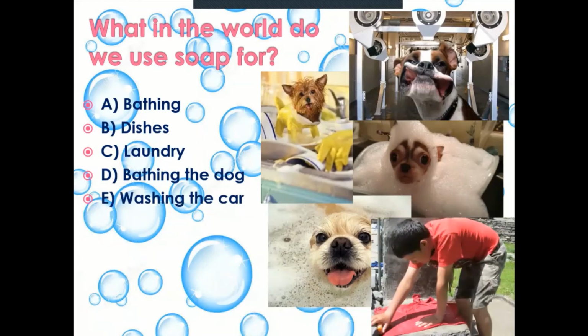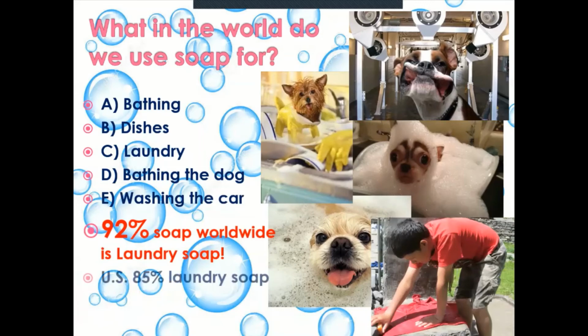And the winner is cleaning clothes, just like in the Middle Ages. That's Joey learning how to clean clothes in Nepal. 92% of soap use worldwide is actually for laundry. I'm not sure if that's still true, but yeah. In the US, it's actually down. It's only about 85%. And we're a little bit more obsessed with toilet soap, and we're also very obsessed with keeping our car looking beautiful.